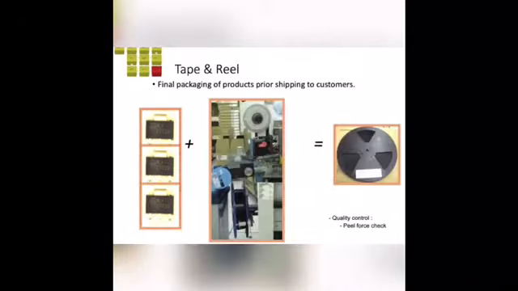Finally is the 10th stage. In this stage, final packaging of products is done prior to shipping to customers.